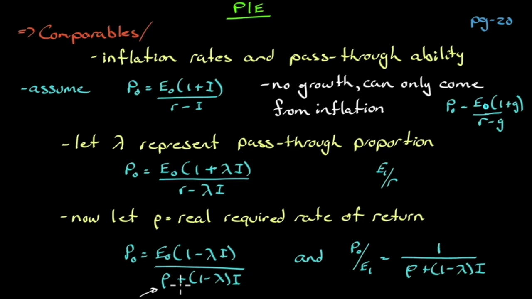Now, if you divide each side by E1, you'll notice that in the numerator, this is E1. E naught times 1 minus, that should be 1 plus. Let me correct that. 1 plus whatever this is. That's E1. That's just an expression for E1. So if you divide both sides by E1, we get a forward PE equal to 1 divided by rho plus the amount of inflation that cannot be passed on.